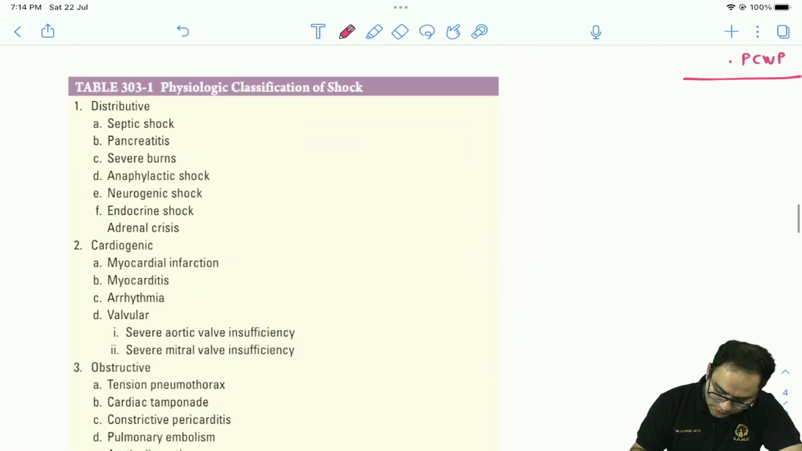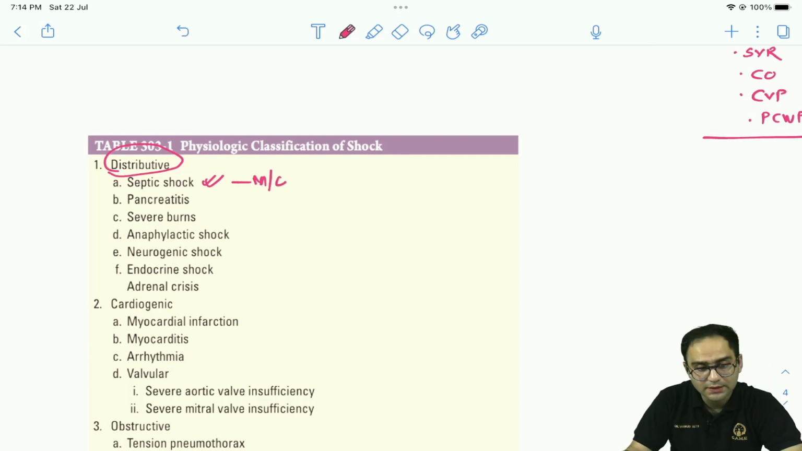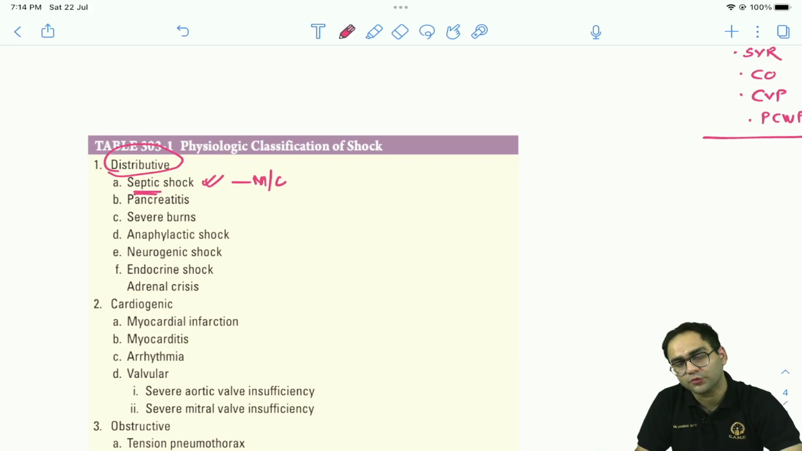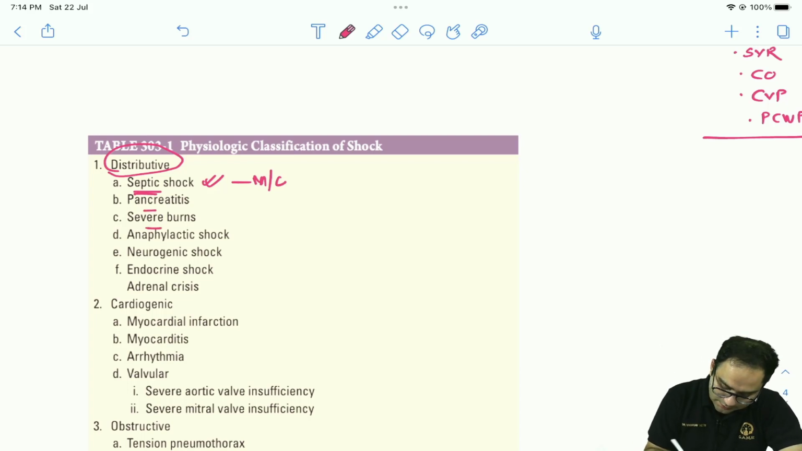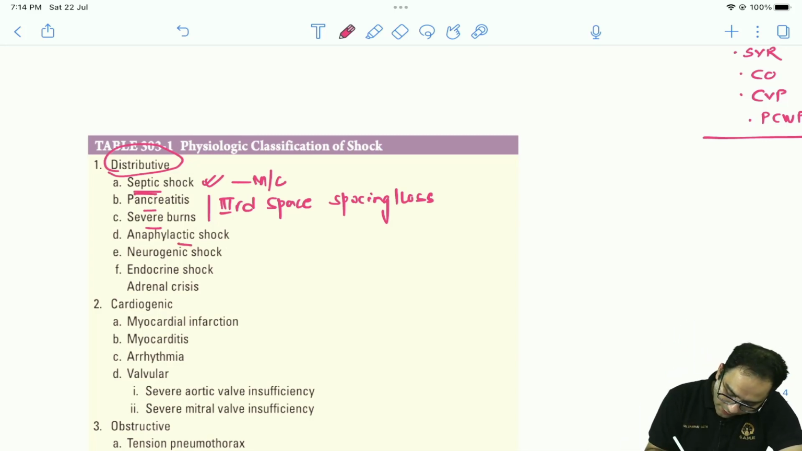Now when we are dealing with a patient of distributive shock, what are the causes? The most common cause of distributive shock is septic shock. There are other causes, such as pancreatitis and severe burns, where you have third spacing or third space loss. Due to the third space loss, you develop hypotension and shock. Other causes: anaphylactic shock, neurogenic shock, adrenal crisis.